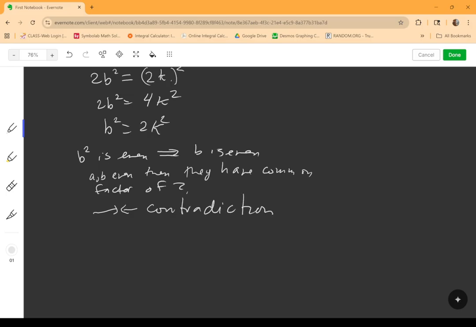But every step along the way was valid. I used proper definitions, and I used them properly. So my contradiction is not in the way that I wrote the proof, but it's in my initial assumption. So square root of 2 cannot be rational. In fact, square root of 2 is irrational. That's another approach for our proof writing, showing that something is true by negating the statement.